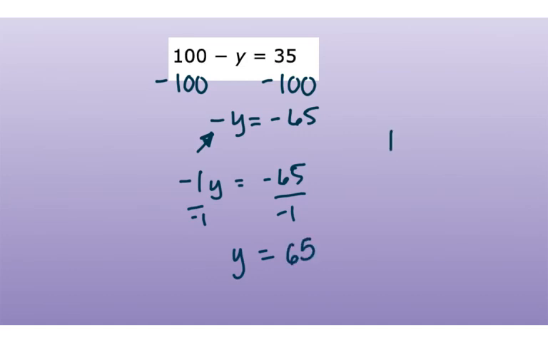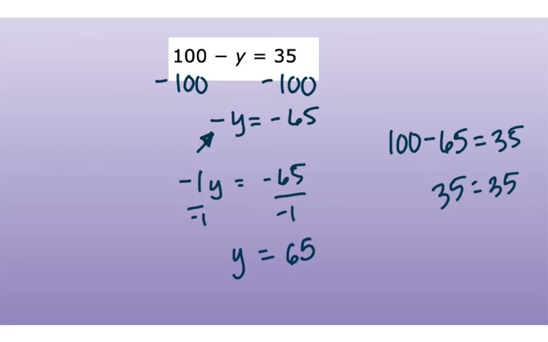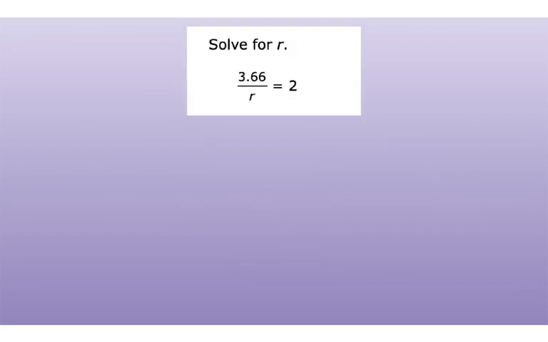Now, again, I know that some of you knew that 100 minus 65 is equal to 35. You did that in your head before I even did the steps, but I wanted to go through and show you how to do that just in case you ended up with a negative variable and didn't know what to do with it. All right, last one.